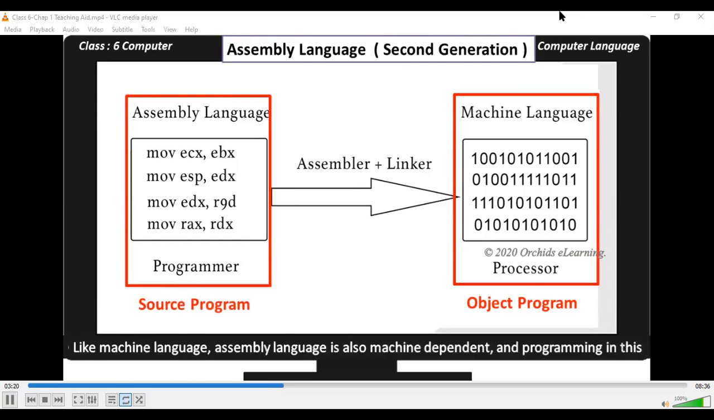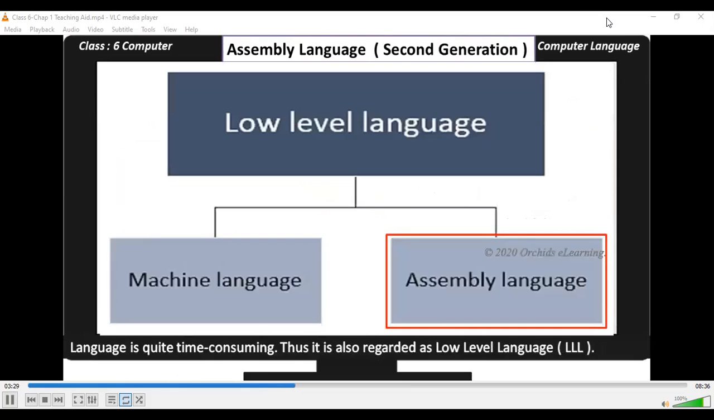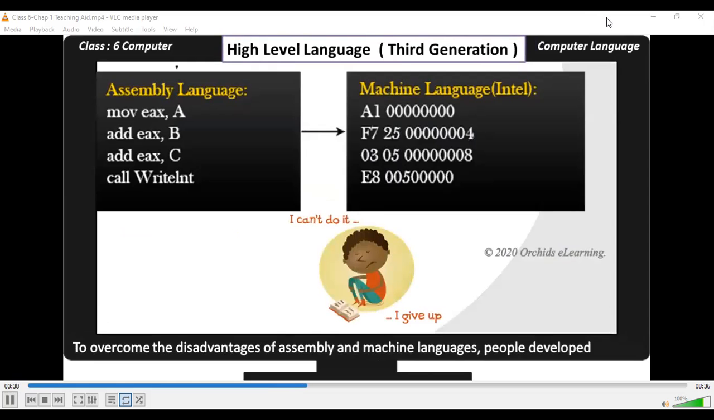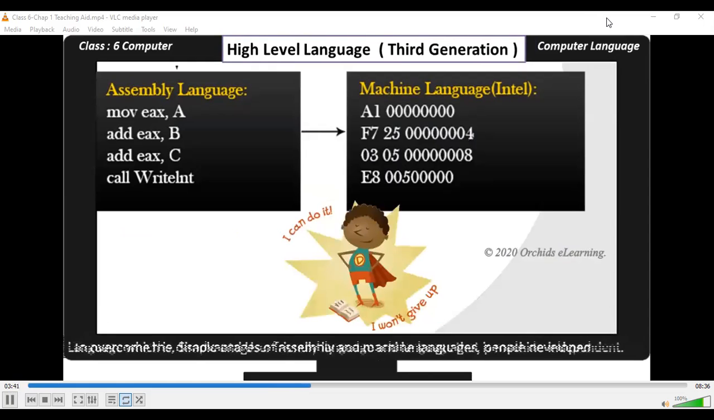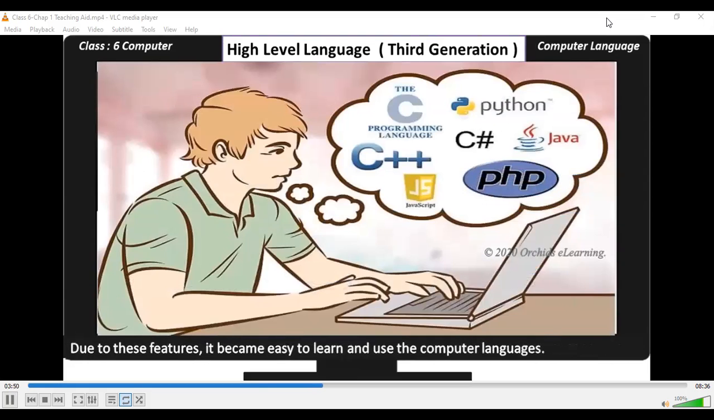Like machine language, assembly language is also machine dependent, and programming in this language is quite time consuming. Thus it is also regarded as a low-level language. High-level language, third generation. To overcome the disadvantages of assembly and machine languages, people developed a language that is simple, user-friendly, and machine independent. Due to these features, it became easy to learn and use computer languages.